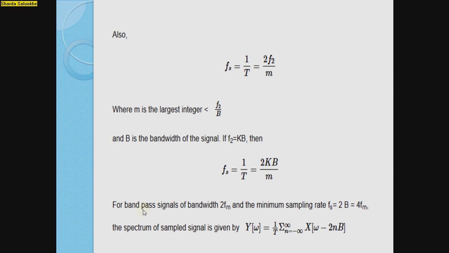So the spectrum of the sampled signal is given by Y of omega is equal to 1 by T summation n is equal to minus infinity to infinity X of omega minus 2nB.